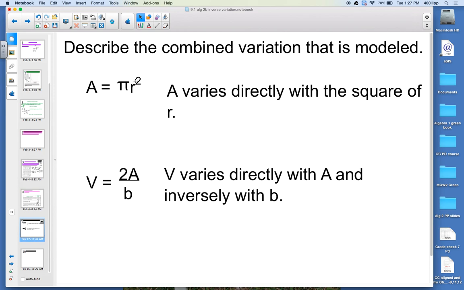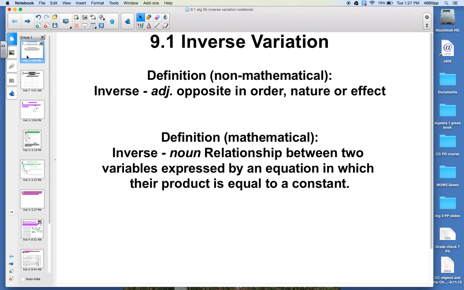And that is all for your 9.1 inverse variation.